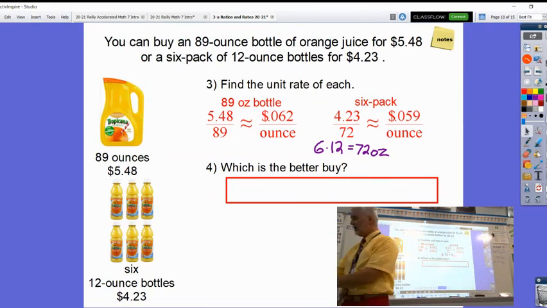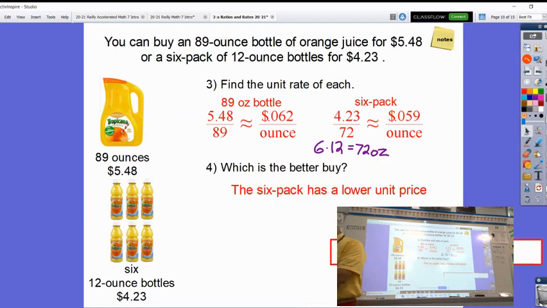Actually better by 0.3 cents per ounce cheaper. But it is the lower unit price.